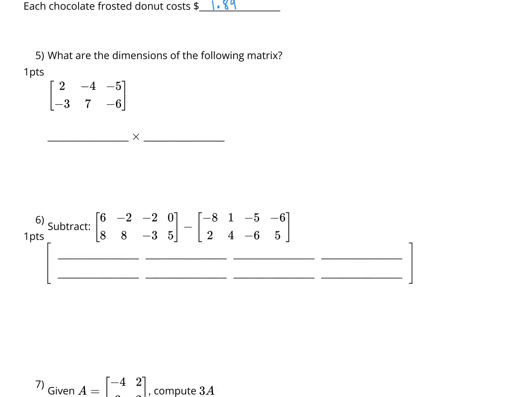Okay, number 5. What are the dimensions of the following matrix? So remember, matrix dimensions are given rows by columns. So there are 2 rows, and there are 1, 2, 3 columns. So this matrix is a 2 by 3 matrix.